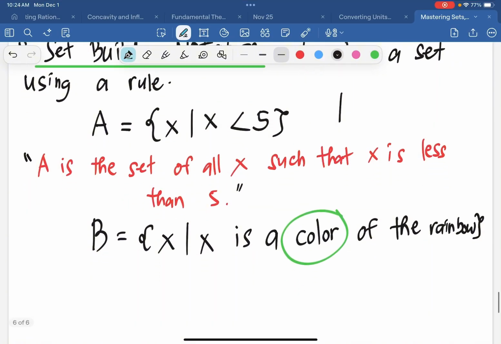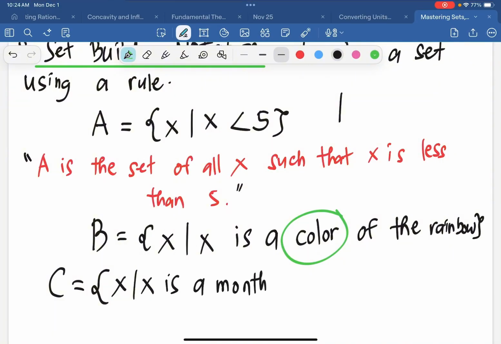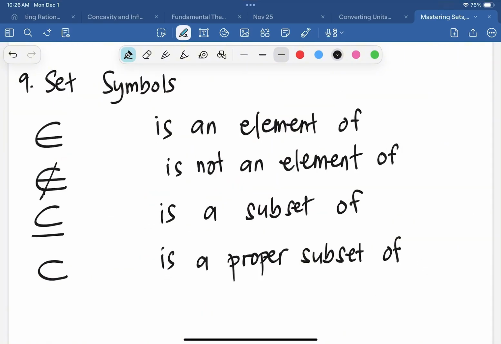So if we are to add another example here, let's talk about months again. C is the set of all x such that x is a month. Okay, still singular, of a year. And that's it for set builder notation.